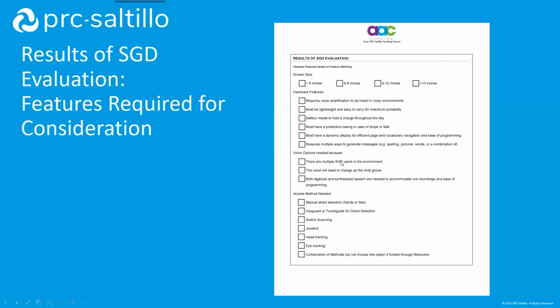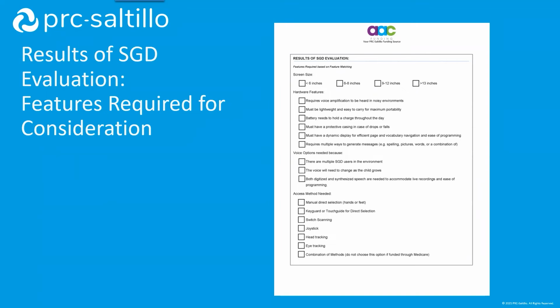But it goes into voice options that are needed. Is it digitized versus synthesized? Would it be helpful for recorded messages, not just the synthesized? Access comes up again here. For some, especially when we're looking at scanning, switch scanning, head tracking or eye tracking. Do they have a combination?